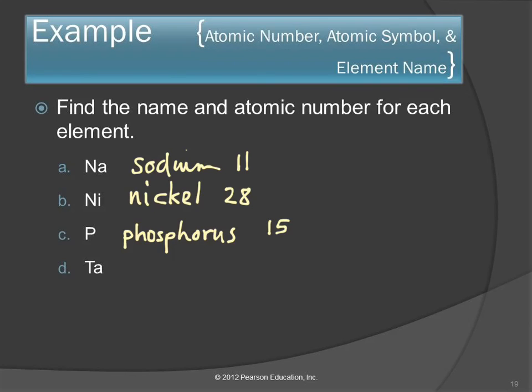Now this guy, Ta, that wasn't on the list. How would you find its name? Find a periodic table that has the name on it. There's a list in your book. I don't know if it's a front cover, back cover. There's an alphabetical list. Ta is tantalum, but we can still find its number on the periodic table. We just have to look until we find it. 73. Yep, there it is. 73. Okay, so this tells us that sodium atoms have 11 protons, nickel atoms have 28 protons, etc.